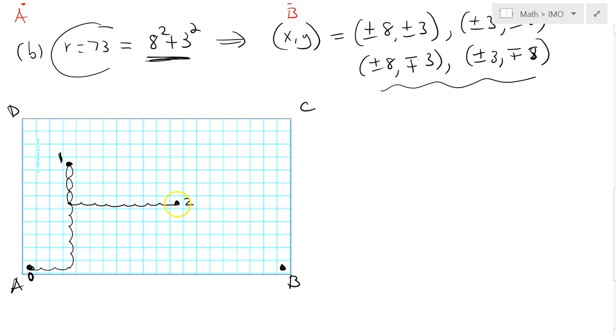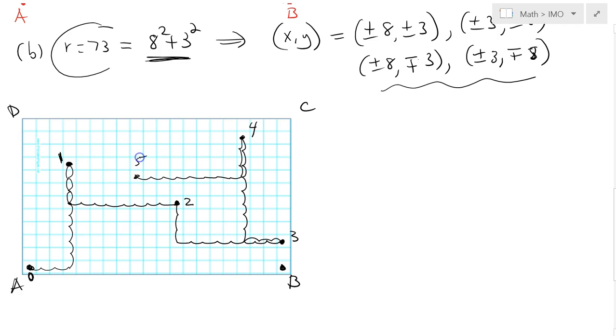Then I'll do the same thing, go down 3, then 8 across. Now I'm at point 3 here. And then I will go to the left 3, then 8. I'm at point 4. And then 3, then 8.